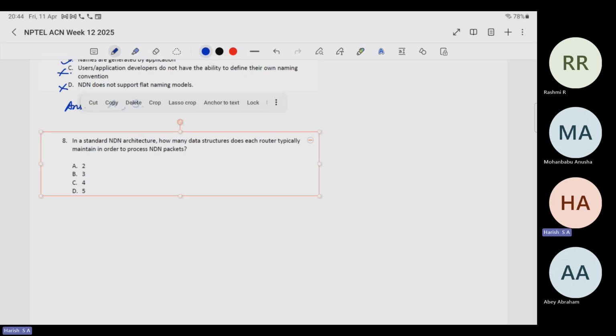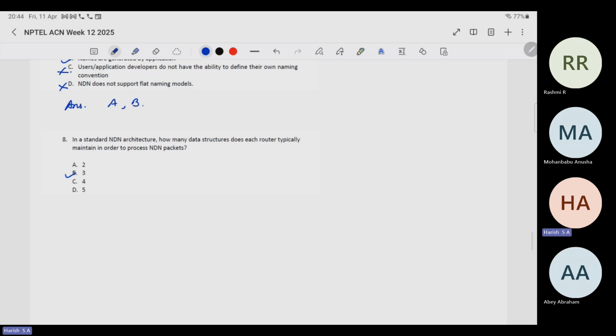In a standard Indian architecture, how many data structures does each router typically maintain in order to process Indian packets? So we just saw this before. What is the answer? The answer is three. Why? What are the three?